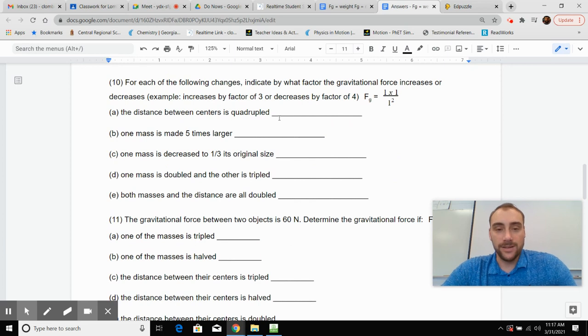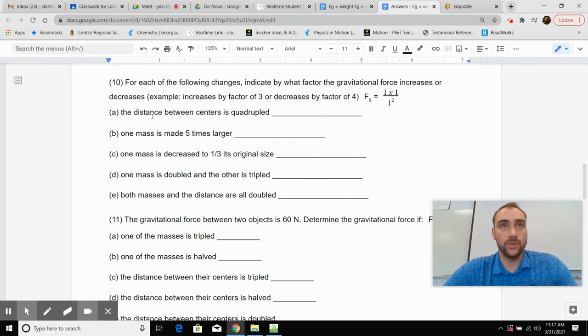Anyway, the following changes indicate by what factor the gravitational force increases or decreases. For example, increases by a factor of 4, decreases by a factor of 4, and so on. So here, letter A.